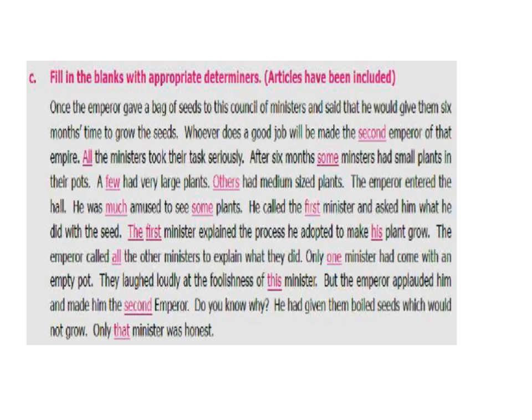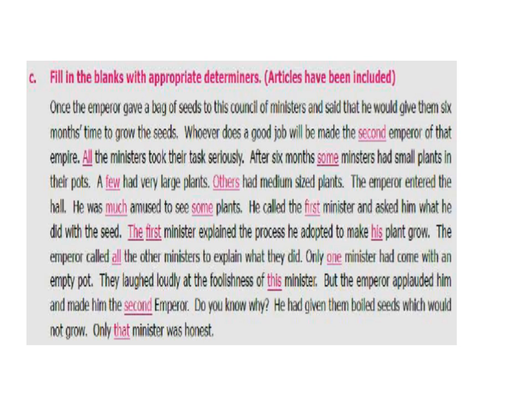Next, now we are going to enter into the determiners. This is the exercise for filling with appropriate determiners. Once the emperor gave a bag of seeds to his council of ministers and said that he would give them 6 months' time to grow the seeds. Whoever does a good job will be made the second emperor of that empire.